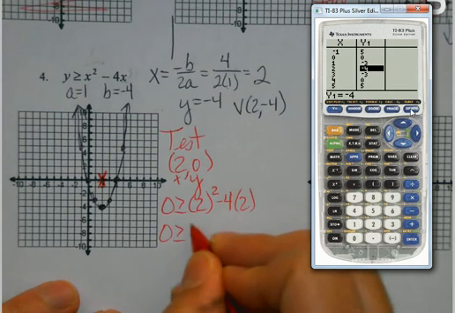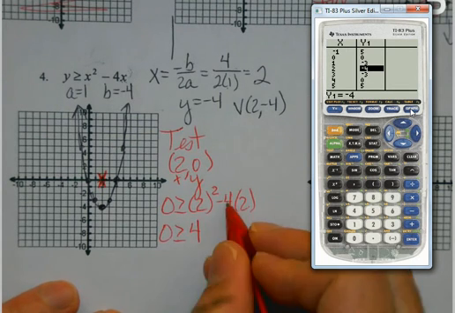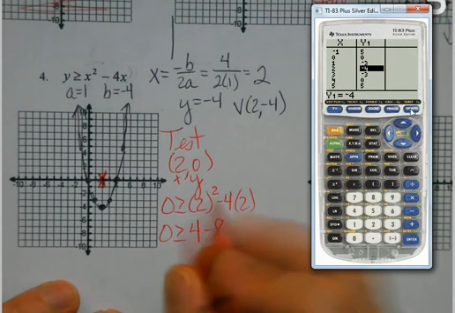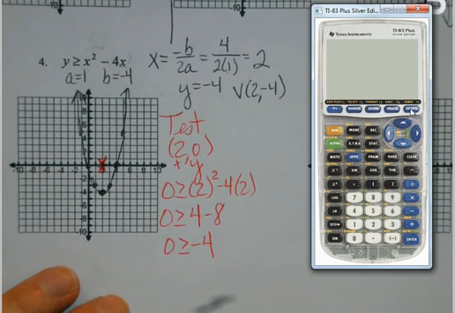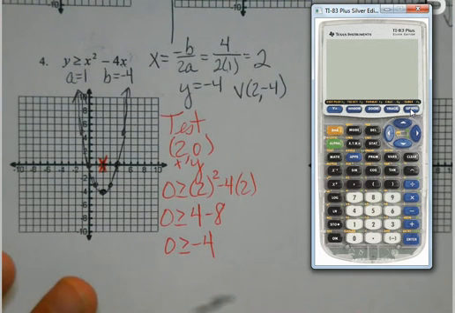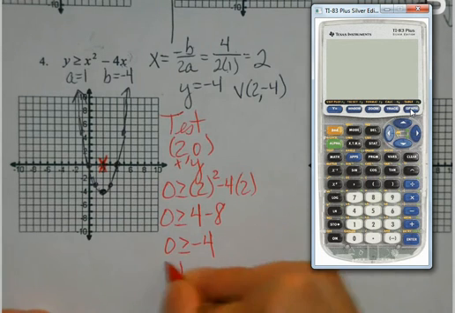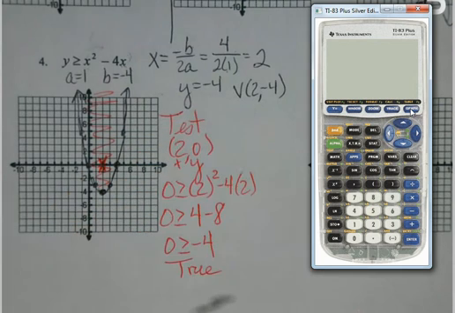So 2 squared is 4. 4 times 2 is 8. And I simplify my expression, because I got to see if it's true or false. Is 0 greater than or equal to negative 4? Yes. I would rather owe somebody nothing than owe them $4. True is inside.